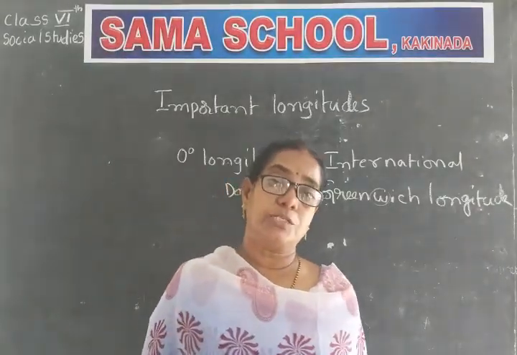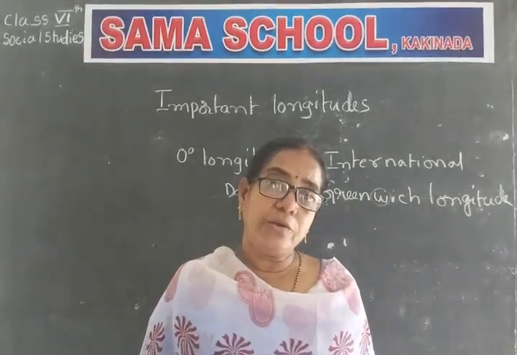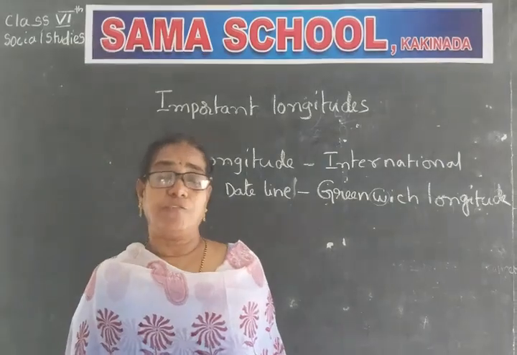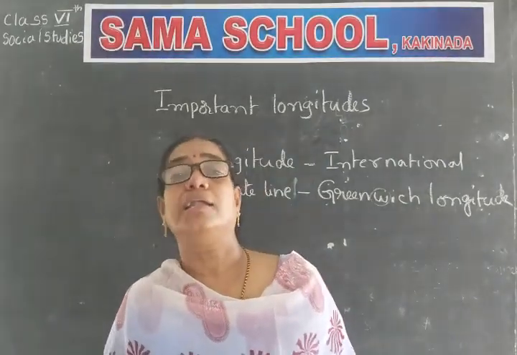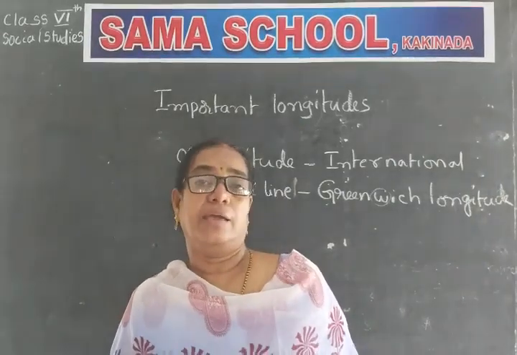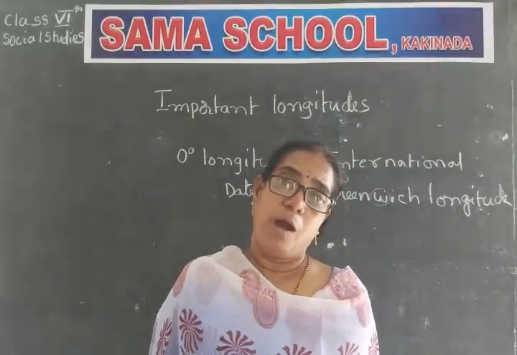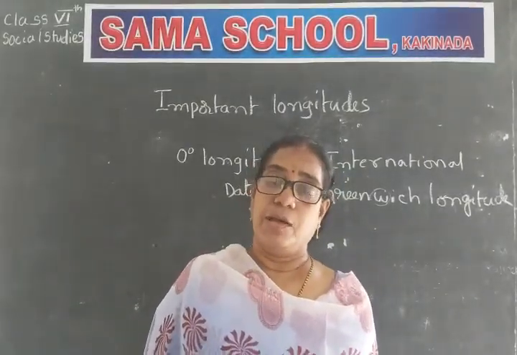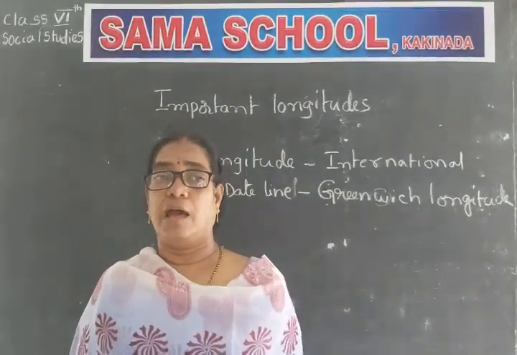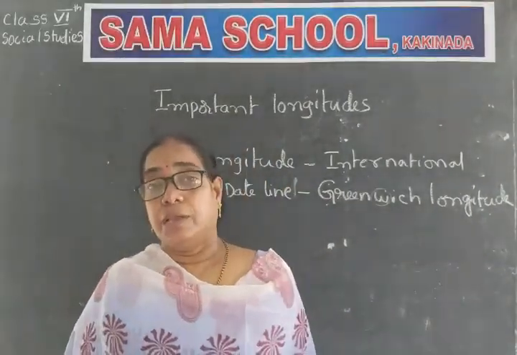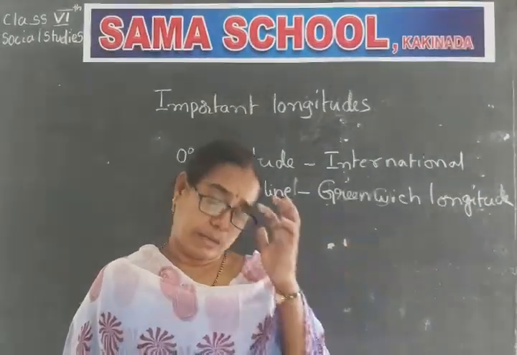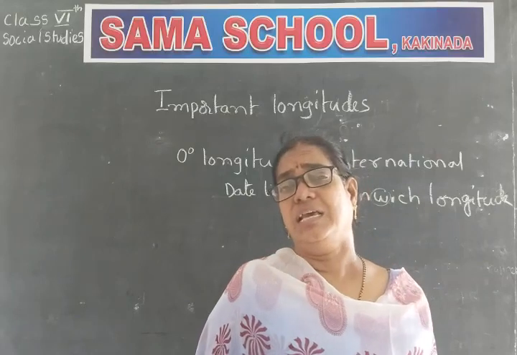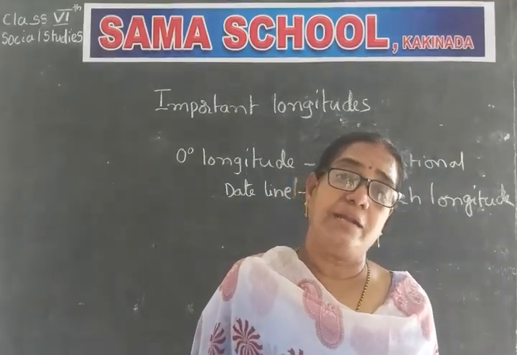For everything, we have to ask 2 questions: what and why? Then only you can learn. So what is the 0 degree longitude? It is the starting of the longitude, and it is also called the international date line because all the countries follow the time from here. From there we can compare our time with the international time. Every country counts time based on this longitude only. Ours, 82.5 degrees east longitude, is taken as the standard time of India.